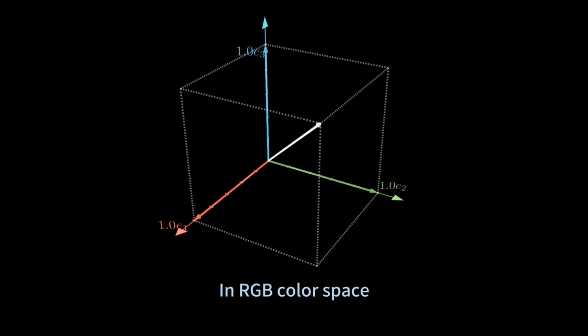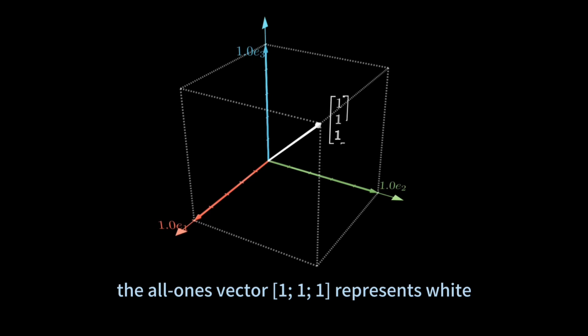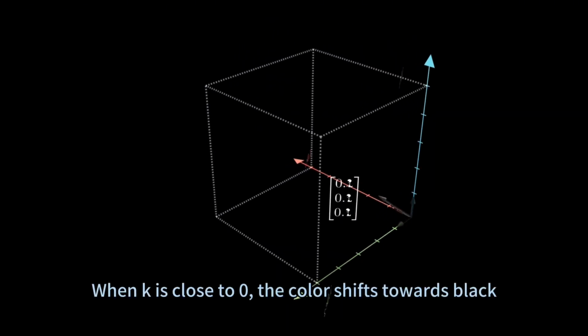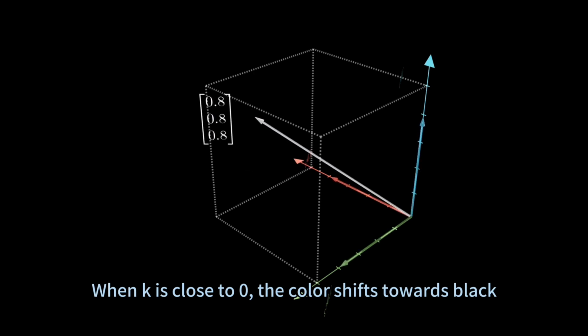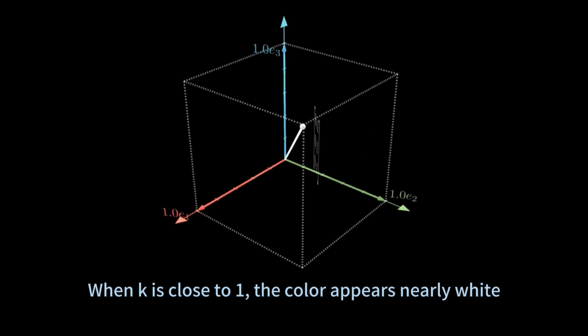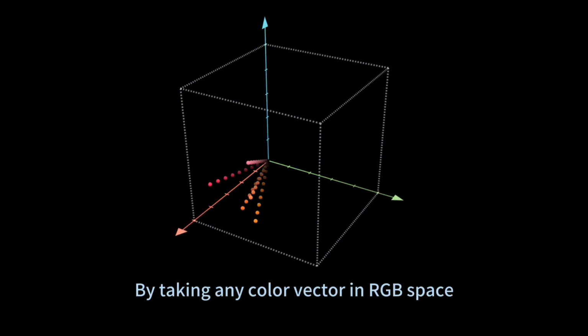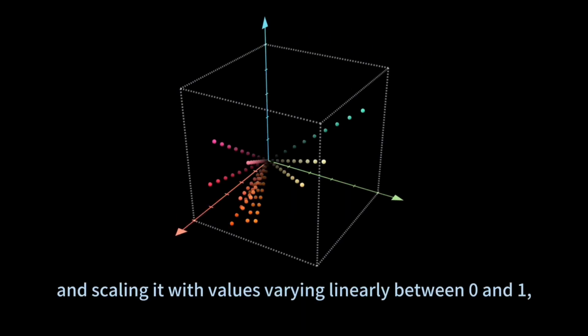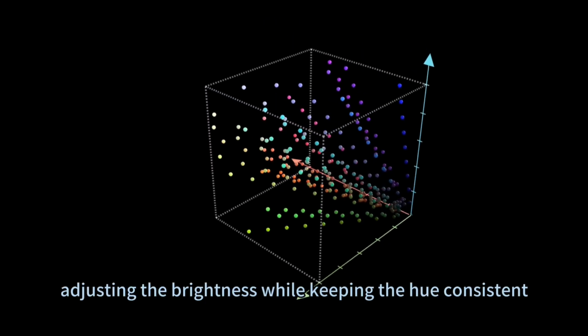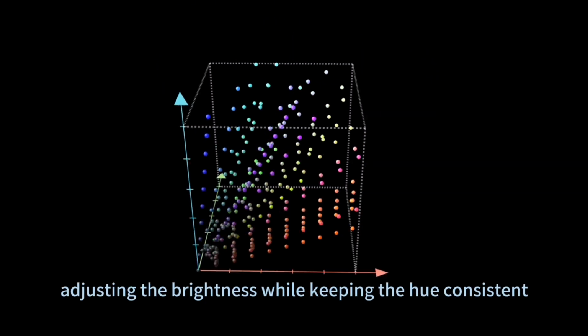In RGB color space, the all-ones vector (1, 1, 1) represents white. Multiplying it by a scalar k produces a new color, gray. When k is close to 0, it shifts towards black. When k is close to 1, the color appears nearly white. By taking any color vector in RGB space and scaling it with values varying linearly between 0 and 1, we can create smooth gradient effects, adjusting the brightness while keeping the hue consistent.